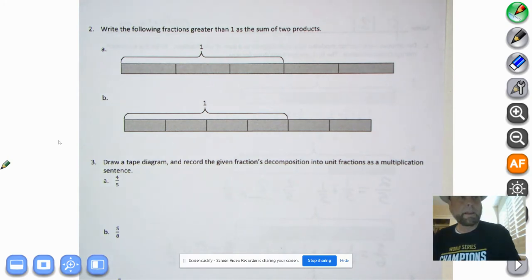Okay, looking at number 2, write the following fractions greater than 1 as the sum of two products. So, what do we got going on here? Well, here we go. We'll just do our best with this. I wish I'd spent more time on this yesterday.